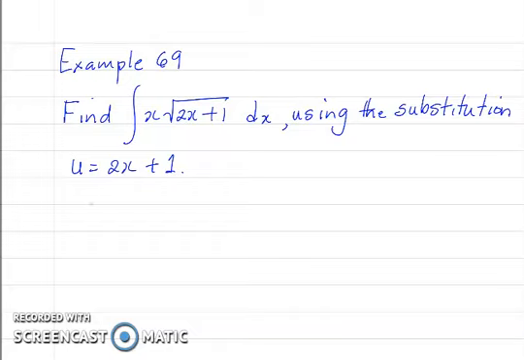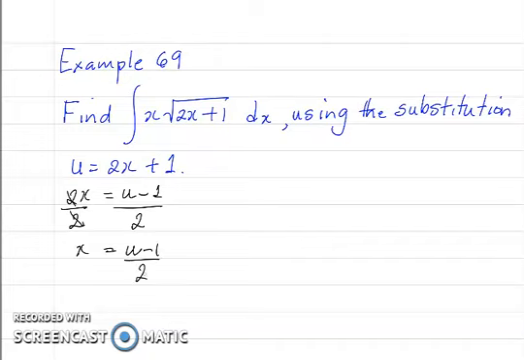Now x, 2x would be equal to u minus 1, divided by 2. So now I have x is equal to (u minus 1) over 2. So anywhere in the integral I see x, I could replace x with (u minus 1) divided by 2.